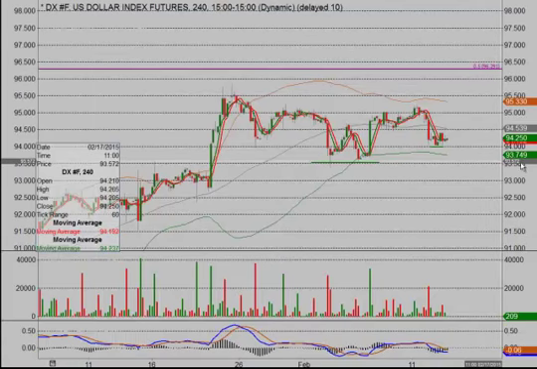Again, we'll take a shorter term view of things here, a little bit more dynamic analysis on those shorter time frames, a little bit more proactive as opposed to more static and long-term analysis where you're buying and holding.